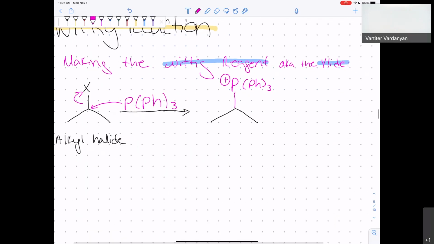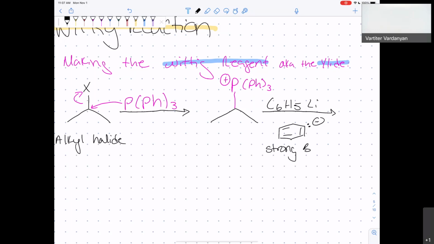In the next step, we have C6H5Li. What's that? Ta-da! And this is just a strong base. Just because phosphorus likes to have 3 bonds, and then when it has 4, it has a plus charge. Well, it likes to have either 3 or 5 bonds, but we'll see that in a second.